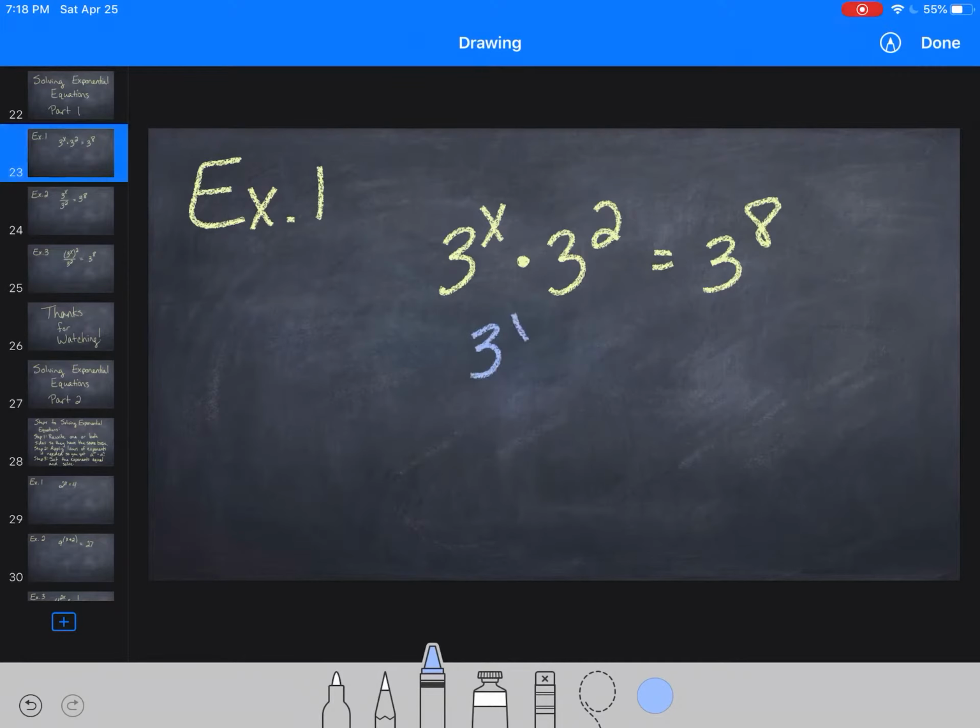So 3 to the x times 3 to the second, when we're multiplying and we have like bases, the rule is we can add our exponents. So this can be rewritten as 3 to the x plus 2, which is equivalent to 3 to the 8th.